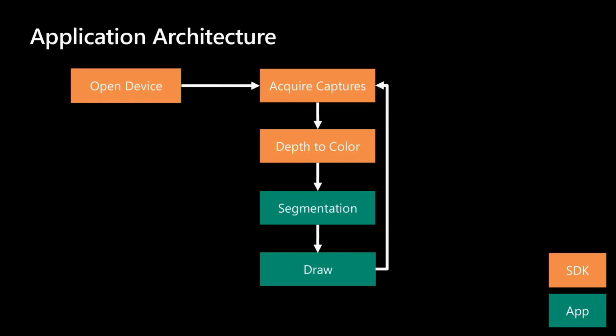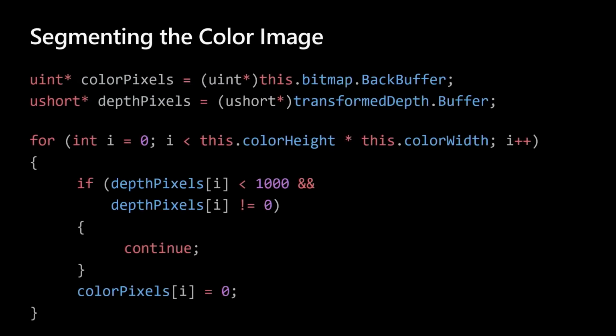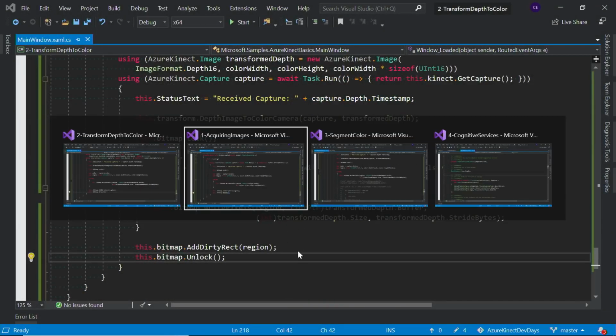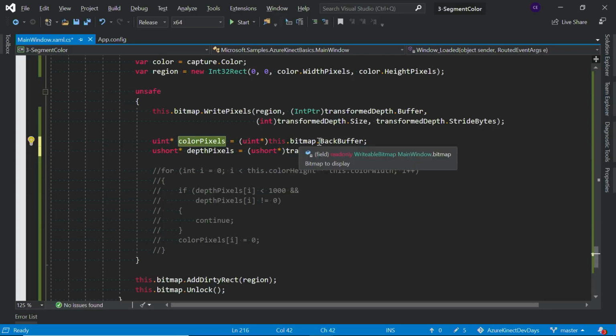All right, so we've opened the device, acquired the captures, done our depth to color operation. Now let's actually segment out our pixels so that we can do that operation we were talking about at the beginning. So this all becomes our application-specific logic, where we're no longer needing to touch the SDK methods. We're just using the data that they provide. So let's hop in here. We're going to grab a pointer to our color pixels from the writable bitmap's back buffer and a pointer to our depth pixels from our transformed depth buffer. So remember, these are the depth pixels from the perspective of the color camera.